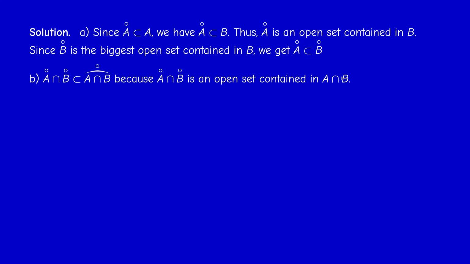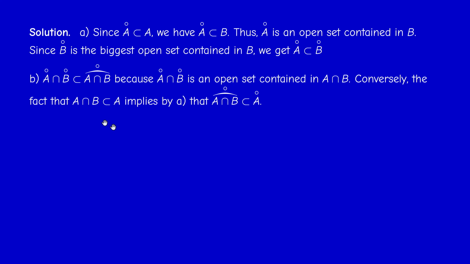Second property, okay. The interior of A is contained in A, and the interior of B is contained in B. So the intersection of the interior of A and the interior of B is contained in A intersected with B, but this is a finite intersection of open sets, so it's an open set. It's an open set contained in A intersected with B, but the interior of A intersected with B is the biggest open set, so it must contain this one. So this is one way.